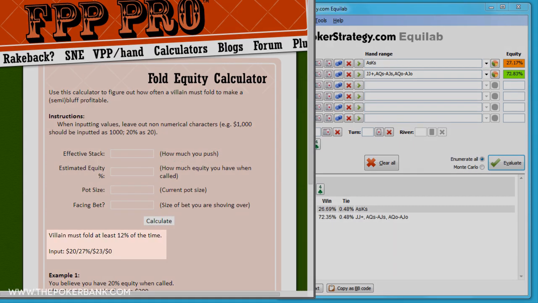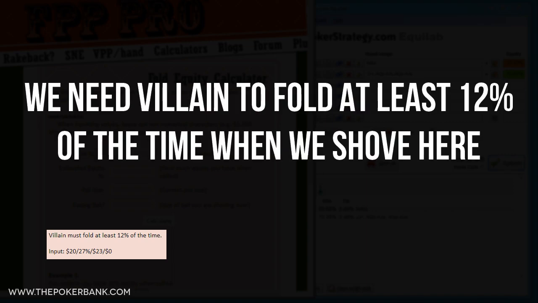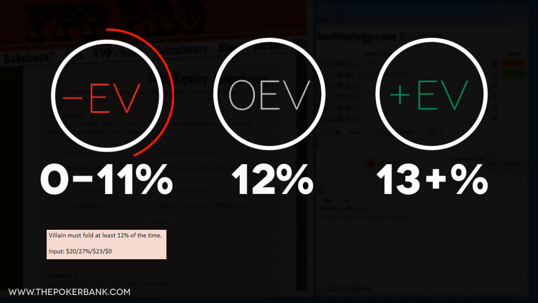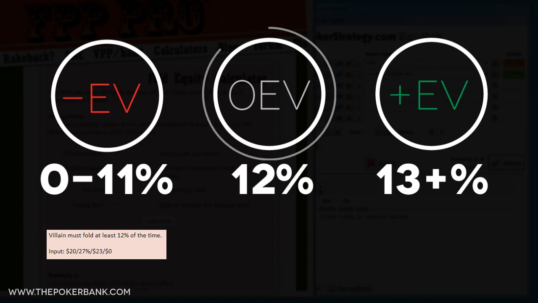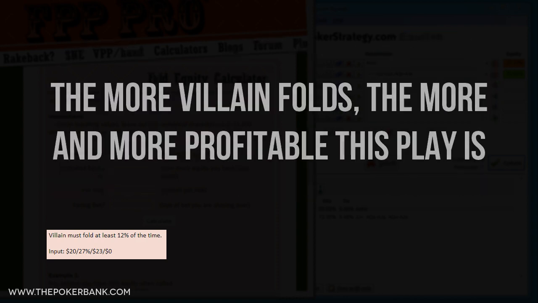The fold equity calculator is telling us that we need villain to fold at least 12% of the time. What this means is this: if villain folds less than 12% of the time, we're making a negative EV shove. If villain folds exactly 12% of the time, this is a break-even shove, and if villain folds more than 12% of the time, this is a plus EV shove. And of course, the more he folds, the more and more profitable this shove is.